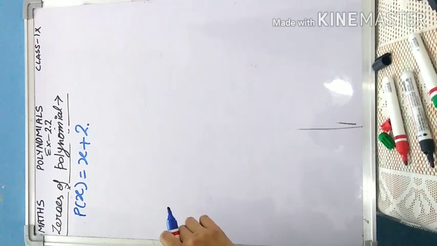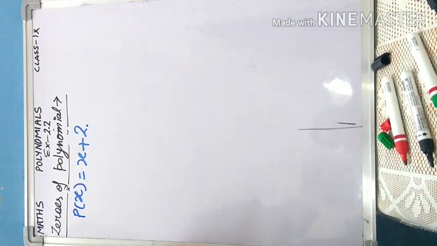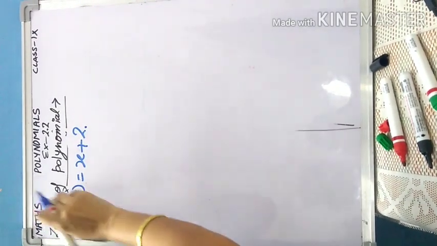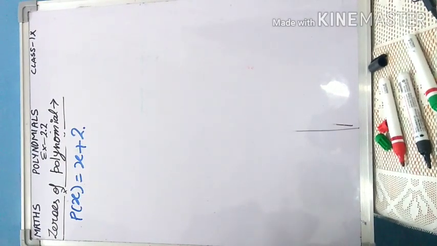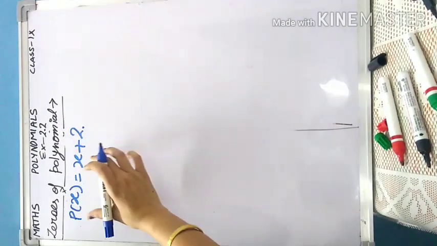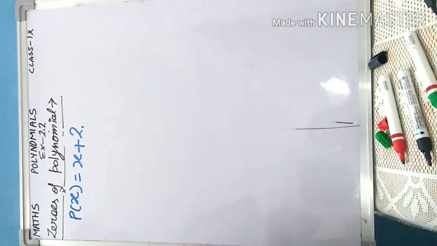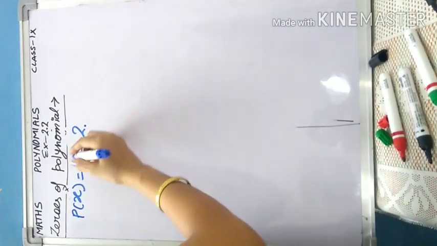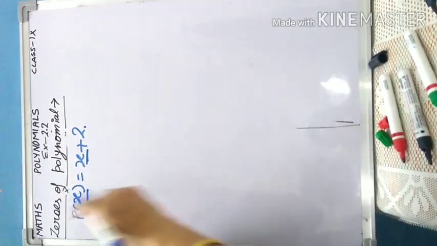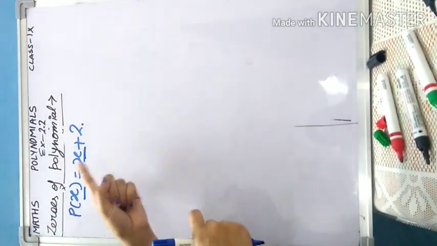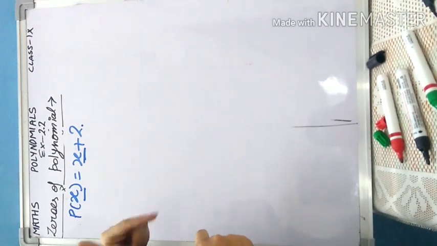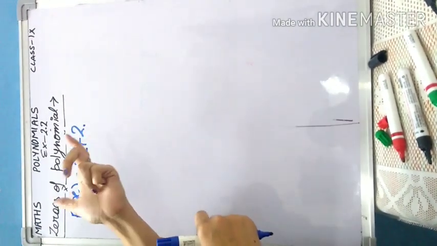This is our second class on this topic. Let's start with zeros of a polynomial. What is meant by zeros of a polynomial? Let's see with an example. Here I have written a polynomial: x plus 2. The variable is x. So we have to find the value of x where this polynomial becomes 0.